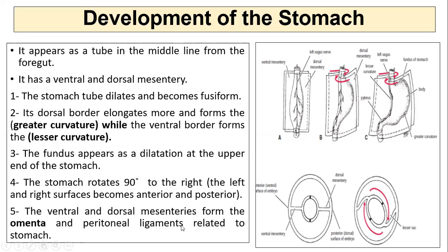The ventral and dorsal mesentery form the omenta and the peritoneal ligaments related to the stomach. So now this ventral mesentery and dorsal mesentery become the peritoneal ligaments. We'll talk about that. Which are those ligaments? These are nothing but the ventral and dorsal mesentery, nothing but the mesentery, as you know.